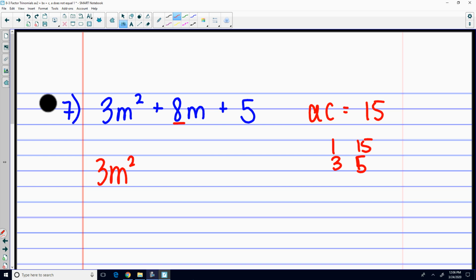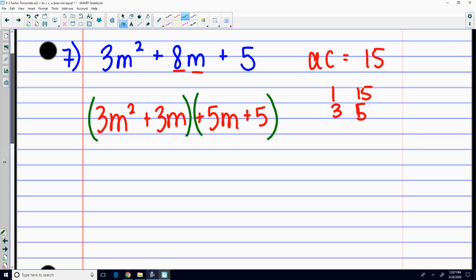Now let's think this through. Do I want to put the 3 here or the 5 here? I'm going to put the 3 here because the 3 and the 3 go much better together. So I'm going to have plus 3m. I'm replacing this middle term. Remember, I've got to throw the m on it because I'm just replacing the middle term, plus 5m plus 5. Go ahead and put parentheses around each of the 2 terms. You can leave the plus with the 5, just indicating that it's positive, and that's okay.